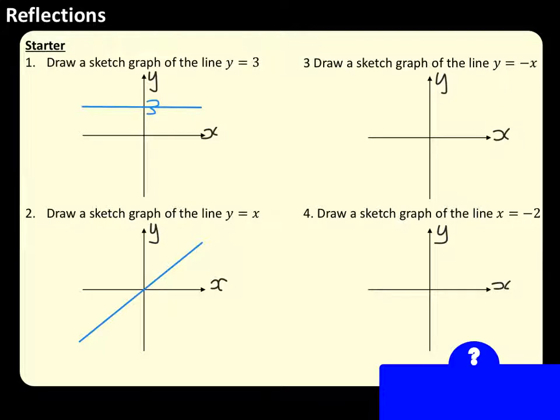Number 3 is the sketch of the graph y equals minus x. So that's very, very similar to y equals x. It's just the opposite gradient because it's now got a negative gradient like this, again going through the origin 0, 0. Finally, we're asked to draw x equals minus 2. So that's got to go through the x-axis, vertically crossing at minus 2. And there we have it. Gets us to here.